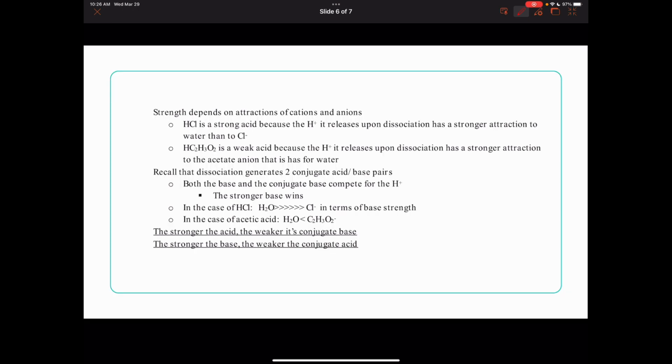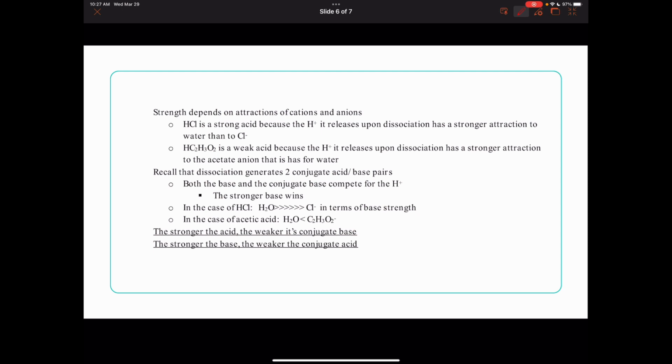So when we talk about our acids, the strength depends on attractions of cations and anions. So hydrochloric acid, for example, is a strong acid because the hydrogen it releases upon dissociation has a stronger attraction to water than it does to the chloride. Or if we think about it in terms of base, the water is a stronger base. It has a stronger ability to accept hydrogens than that chloride does. Since the chloride can't steal hydrogens back from water or from hydronium, it's not going to be able to reverse the reaction, so it's going to stay dissociated.